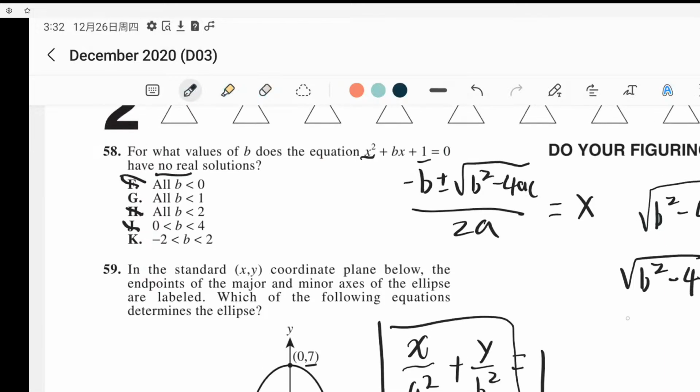So for b to be a number such that this equals a negative number, or square root of a negative number, we could have all b less than 1. That is not true. All b less than 2 is not true. Yes, it is. We should have b between 2 and negative 2, such that b is bounded where b squared is smaller than 4. So we should obtain that the answer should be K.